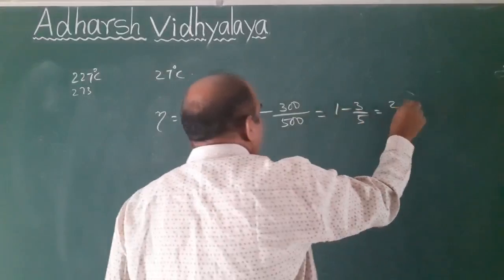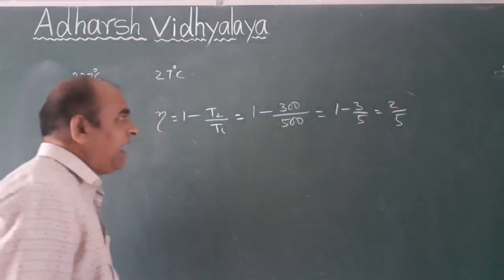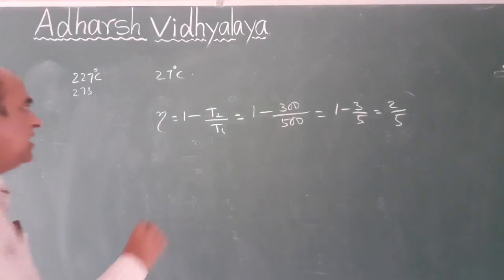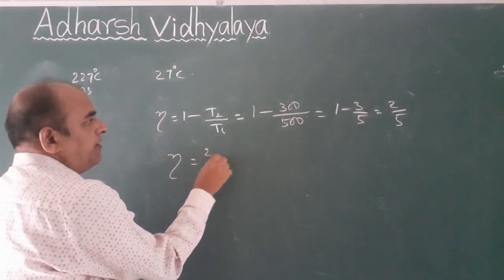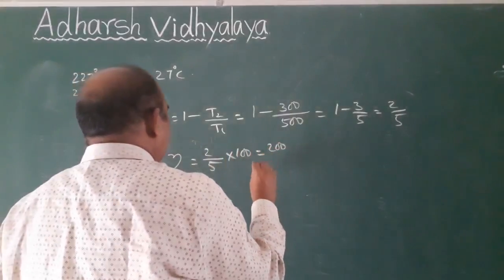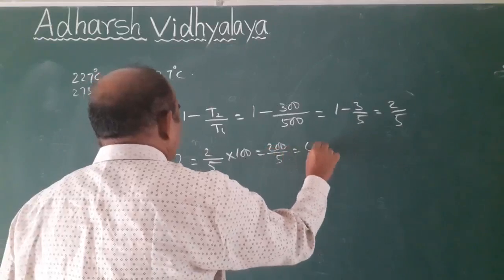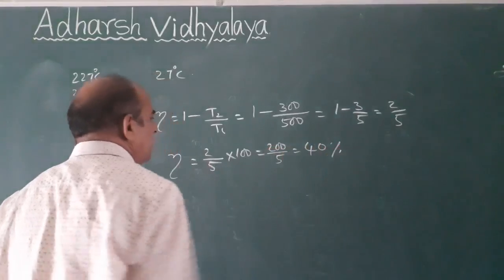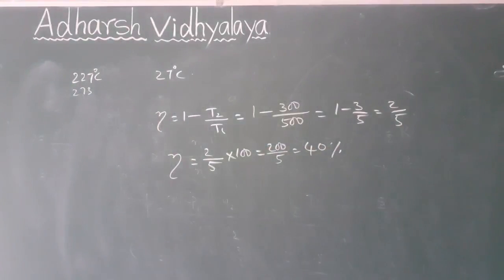So 1 minus 3 by 5, that is 2 by 5. Efficiency is 2 by 5 as a fraction. As a percentage, efficiency is equal to 2 by 5 into 100, that is 200 by 5, 40%. Efficiency is 40%.